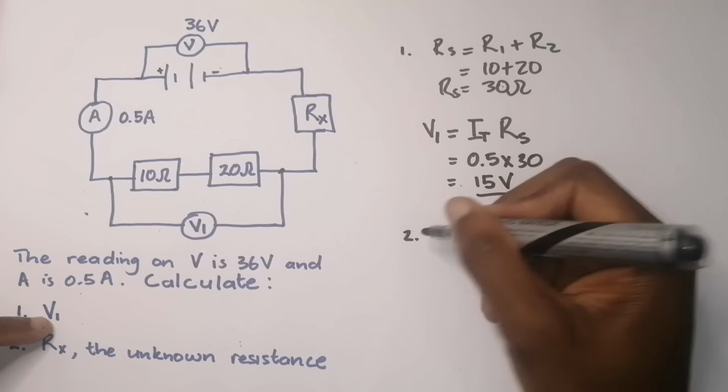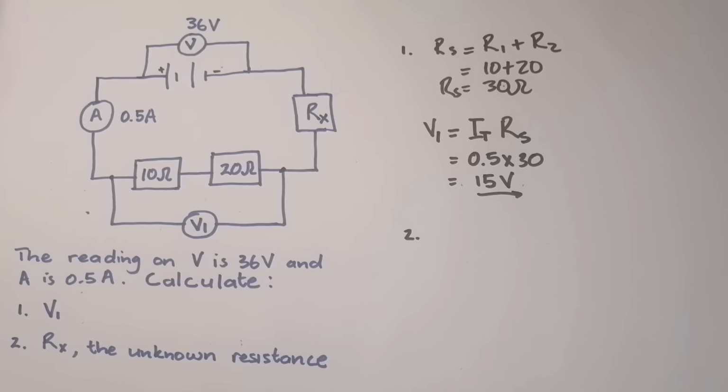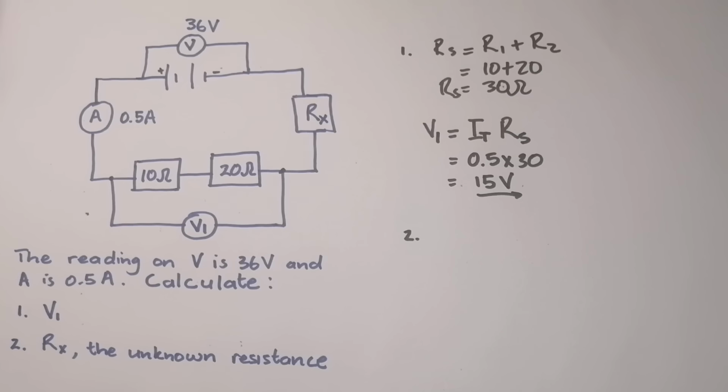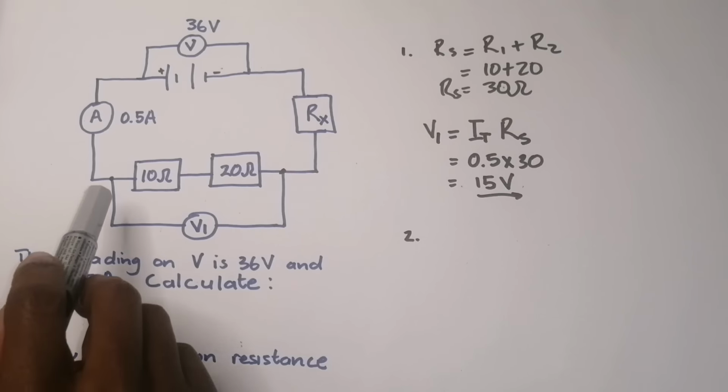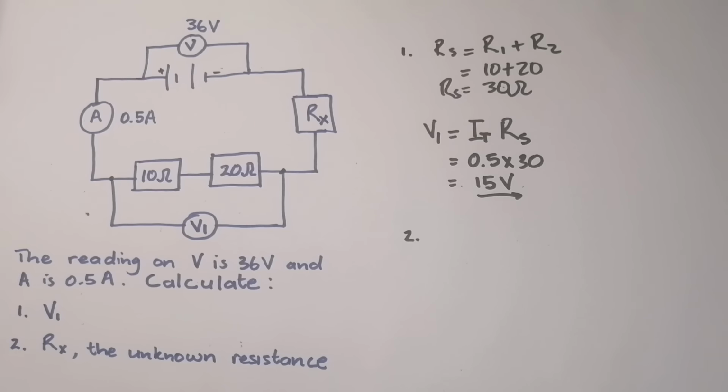Now for the second one, ladies and gents, we're looking for that value of Rx. I'm sure by now you know what to do. So how are we going to get the value of Rx? Please, I want us to stay together. What do I know about Rx? What do I know about this resistor here? I know the current that's passing through this resistor here, isn't it?